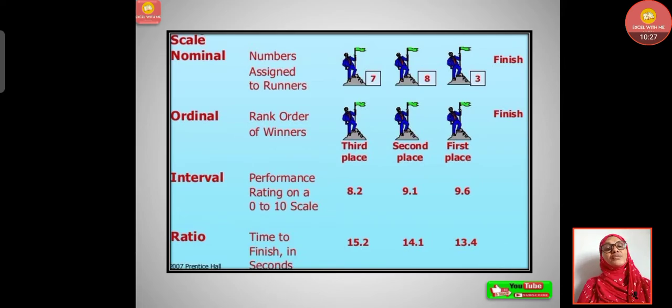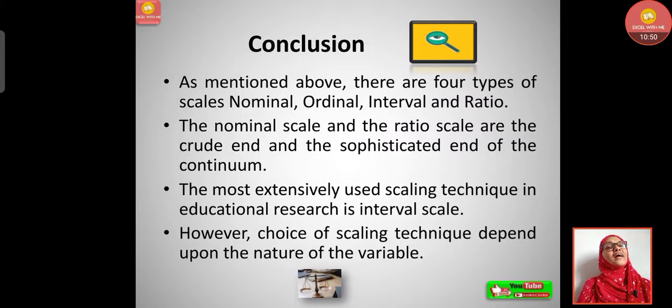Next, the fourth one, that is ratio, time to finish in seconds. That is, the one who got first place might have completed in 13.4, the second position 14.1, and the third position 15.2. That is the ratio. So these are the things. Let's conclude this topic here. As mentioned above, there are 4 types of scales: nominal, ordinal, interval, and ratio.